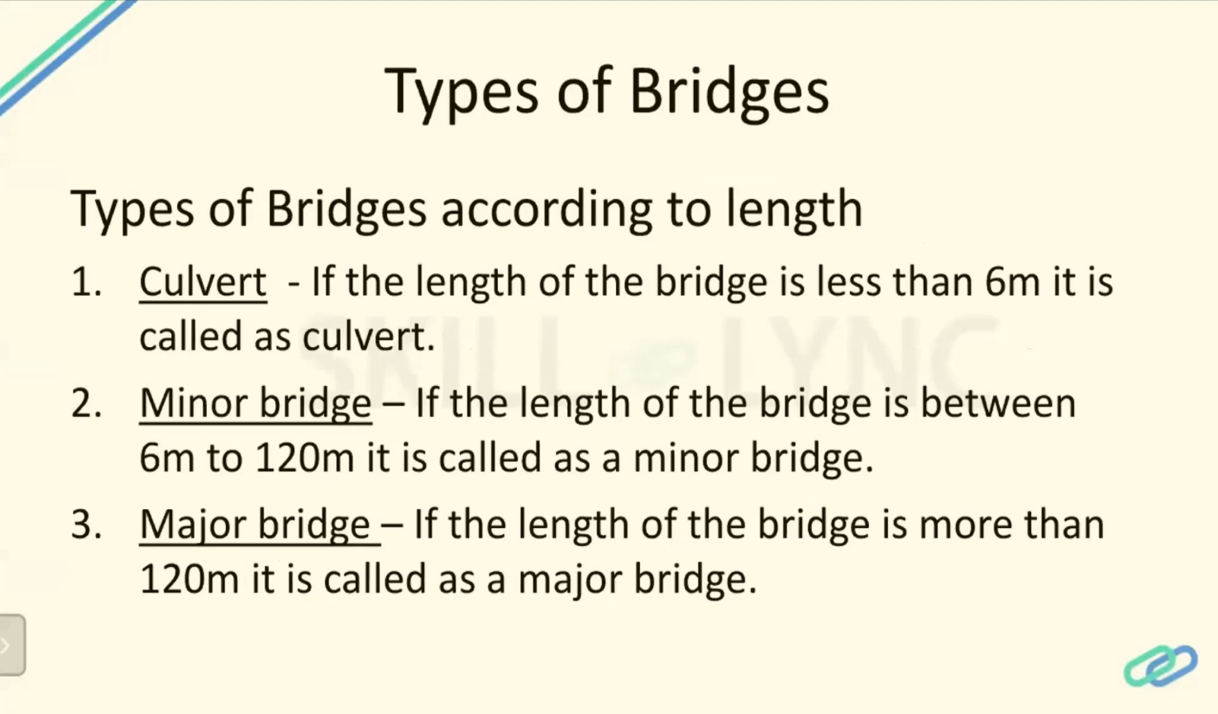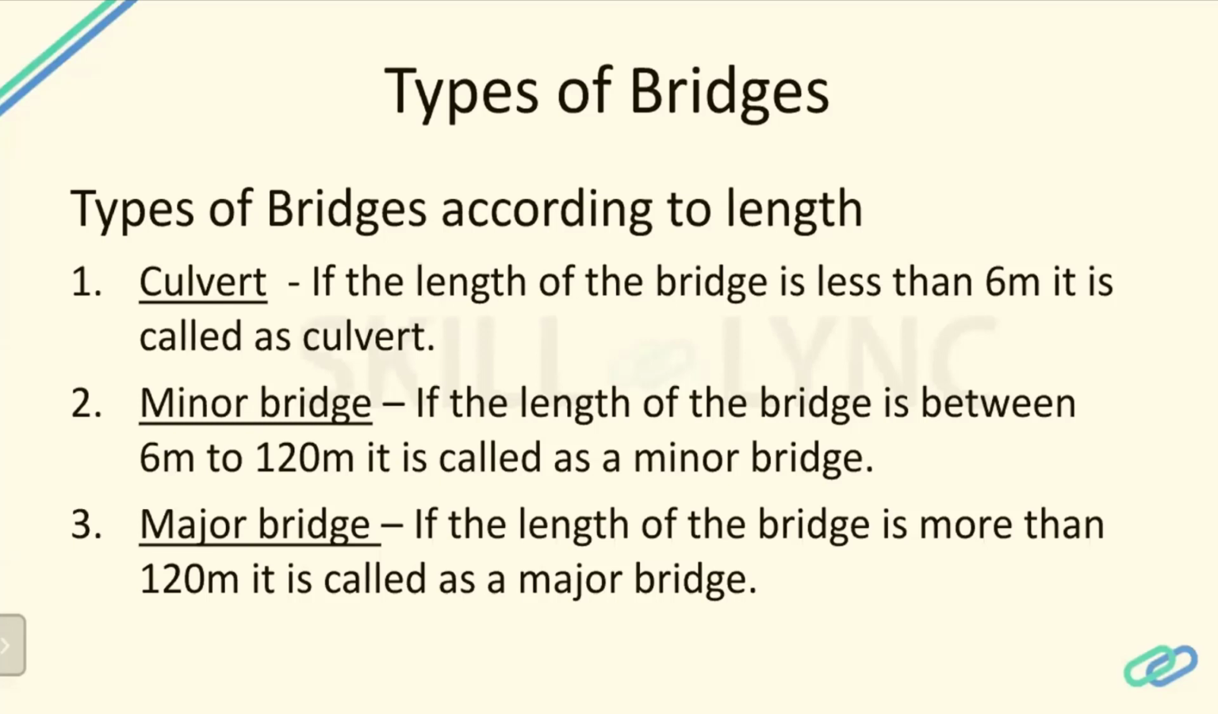Now we have the types of bridges according to length. If the length of the bridge is less than 6 meters, it is called a culvert. You might have traveled a long way to your native places, and in so many places you might have seen a small culvert bridge, and there you have a small painting on the left side saying culvert bridge, span 3 meters, this much.